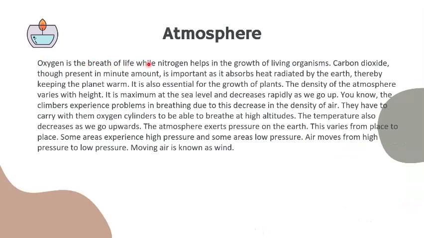Oxygen is the breath of life, while nitrogen helps in the growth of living organisms. Carbon dioxide, though present in minute amount, is important as it absorbs heat radiated by the earth, thereby keeping the planet warm. It is also essential for the growth of plants. So as you can see that it helps in keeping the planet warm, and if we put excess of carbon dioxide, what happens? Global warming. So from here you understand the term global warming.